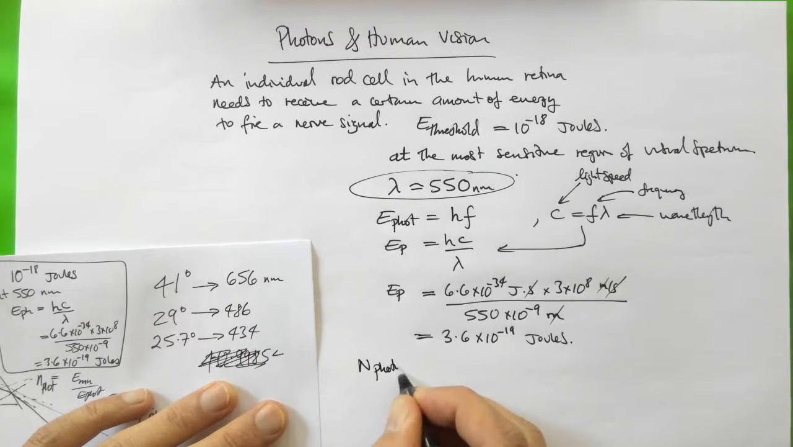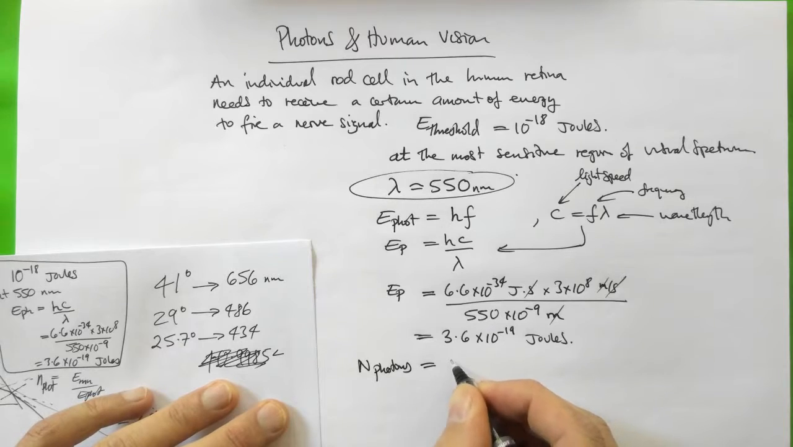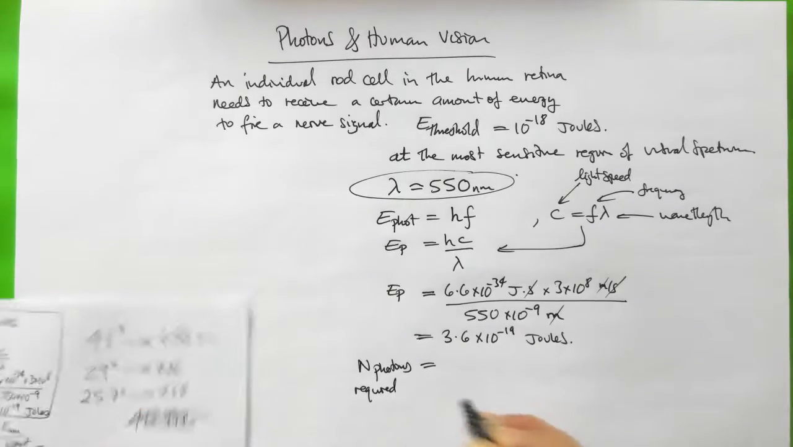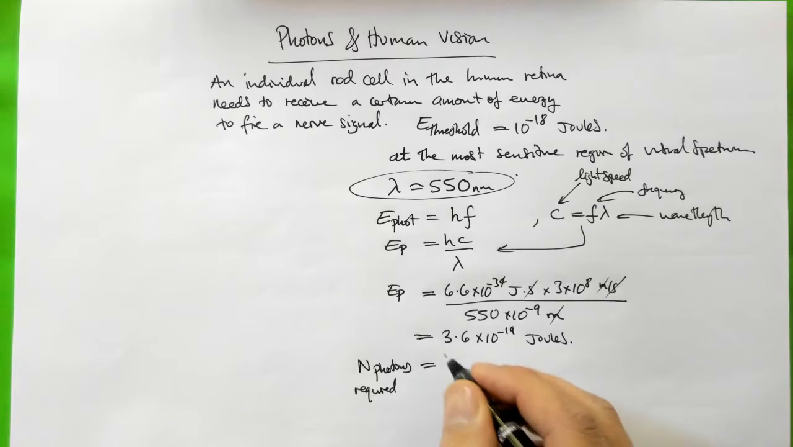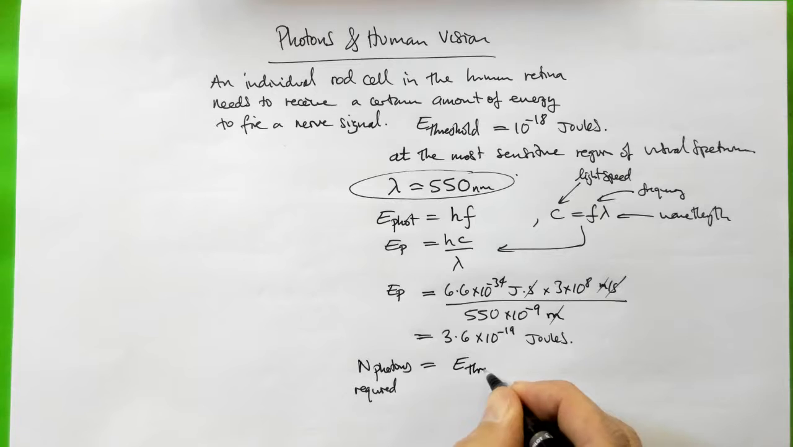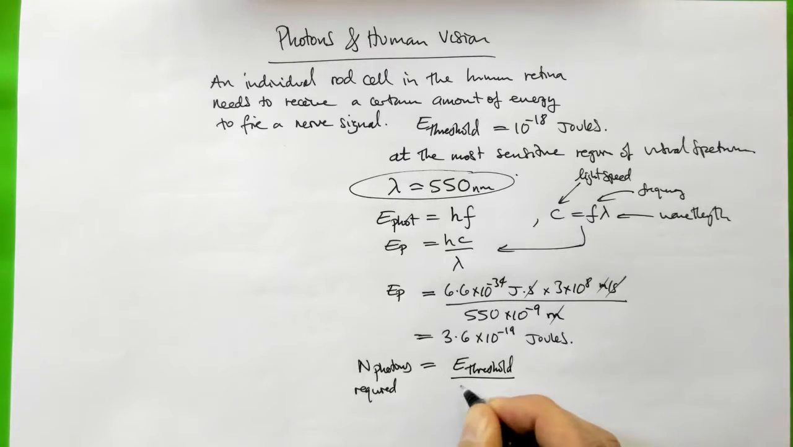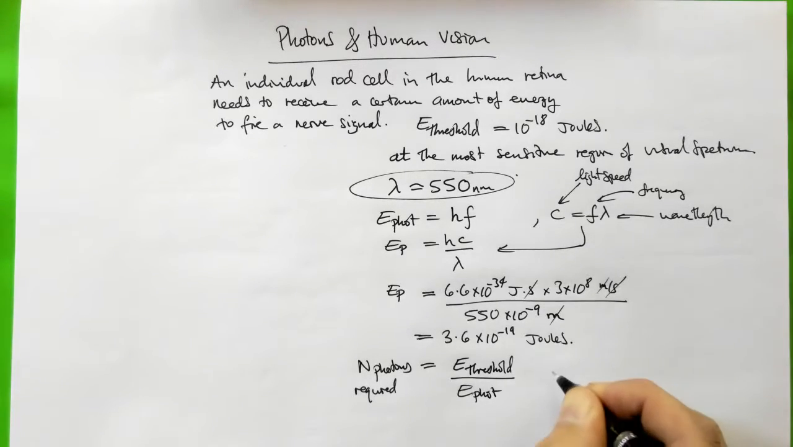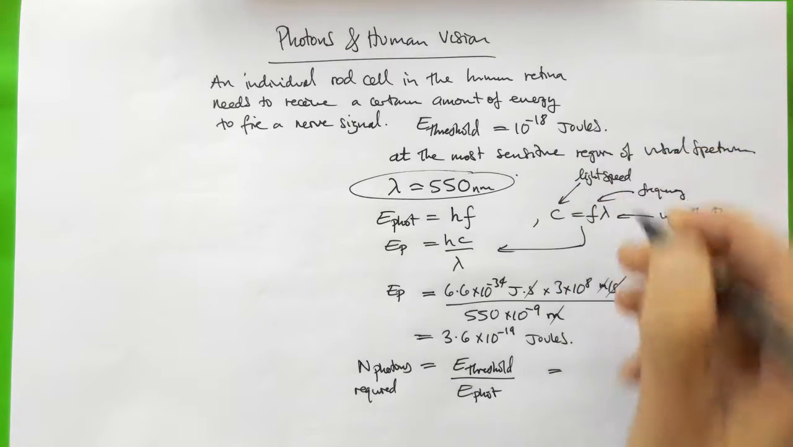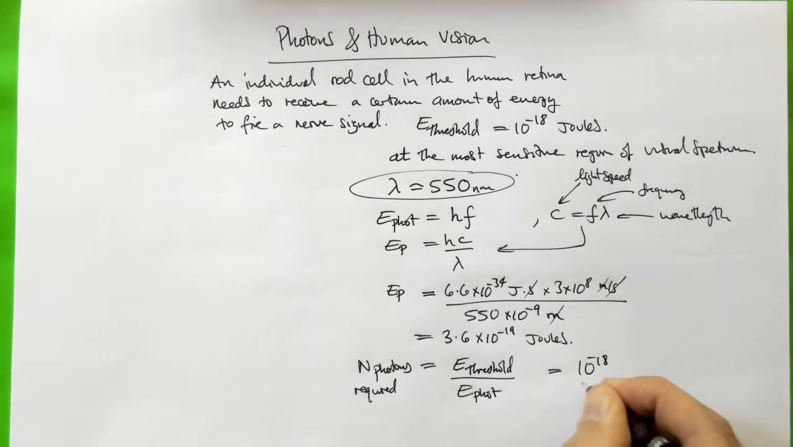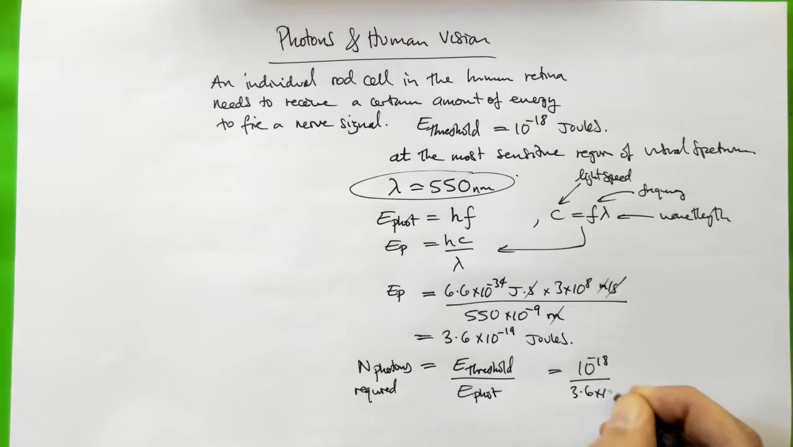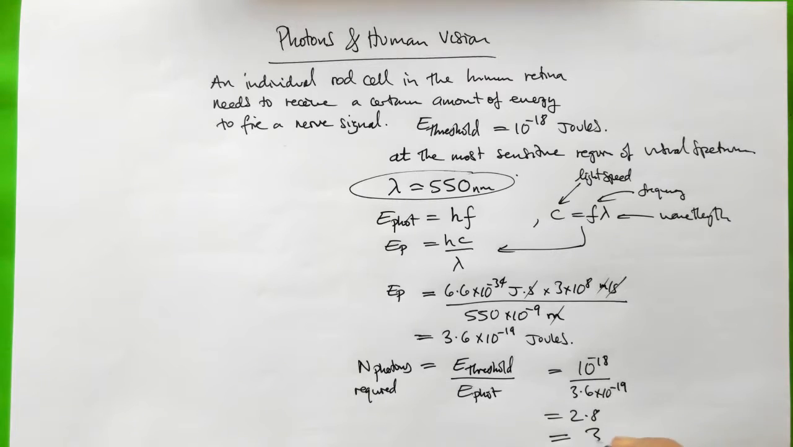So number of photons is just going to be the energy required, energy threshold divided by E photon, which is pretty straightforwardly this number up here, 10 to the minus 18 divided by 3.6 times 10 to the minus 19, which gives 2.8. Of course, you can't have half a photon or 0.8 of a photon. You can only have 3 photons.